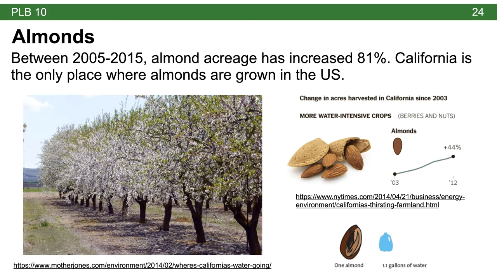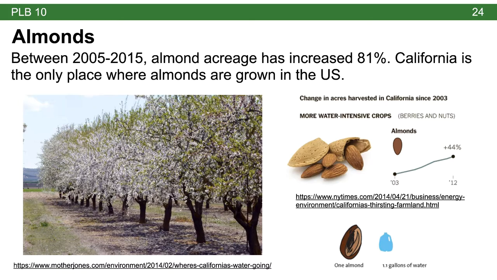Now, there are consequences to this, one of which is that almonds, while they do very well in California, are also very thirsty. So they take a lot of water. And with the rapid increase in the amount of almonds that have been planted, it's led to some conflicts and controversy, especially in the Central Valley, over water and water rights.